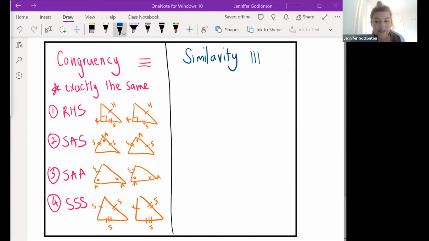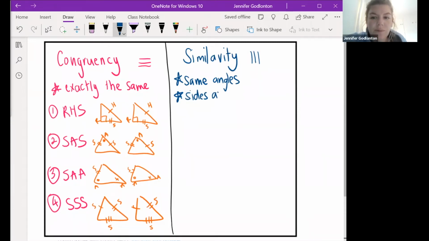Good, good. They have the same angles. Same angles. And I need to know something else. I need to know something about their sides. They differ in size. I'm looking for a very specific word here, Prosper. See if you can try and read my mind. There we go. The sides are in proportion. Beautiful.